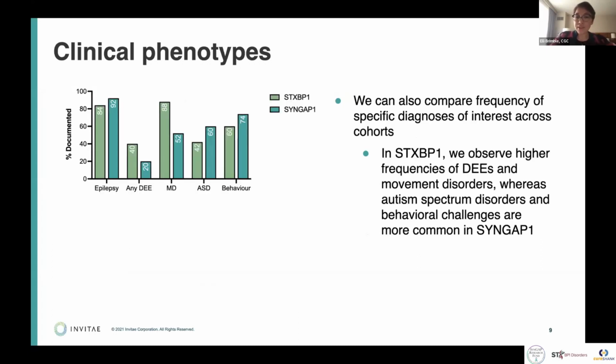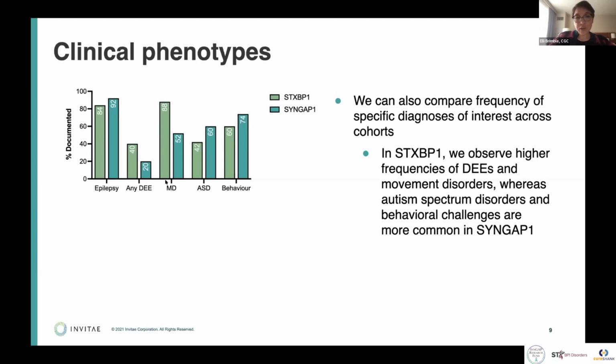We can also dive in. So, first we talked about diagnoses more broadly, but we can also narrow in to focus on more specific diagnoses. And so here I've pulled some diagnoses that are relevant to either one or the other or both of the conditions presented here today. And so we can look here at the frequency of epilepsy, any developmental and epileptic encephalopathy, any movement disorder phenotype, an autism diagnosis, or behavioral challenges.